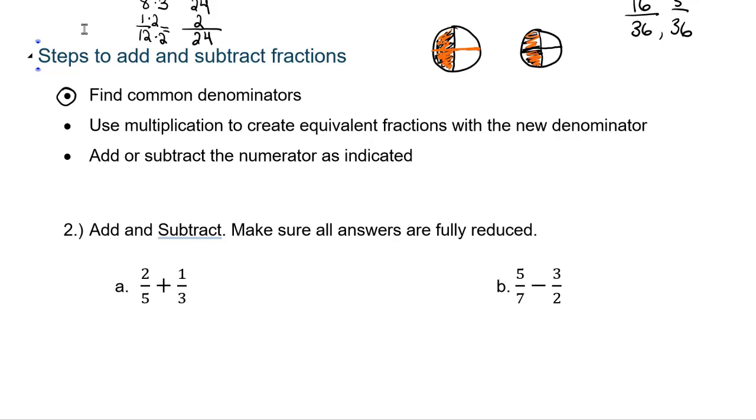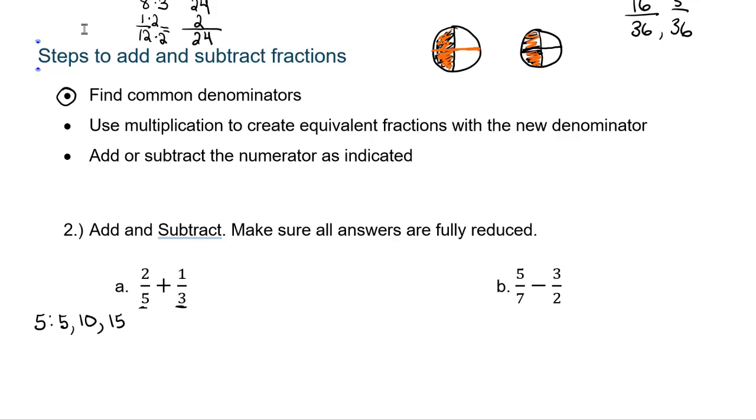Okay, so I have 2/5 and 1/3. So I'm going to take the biggest denominator, which is 5, and I'm going to start multiplying. So I have 5. 5 times 1 is 5. 3 does not go in. 5 times 2 is 10. 3 does not go in. 5 times 3 is 15. 3 does go into 15. So that means that my common denominator is 15.